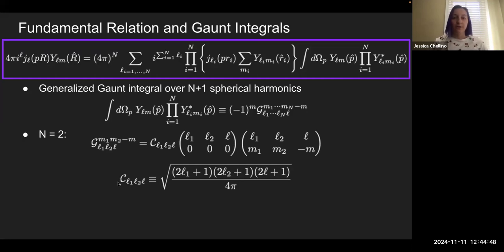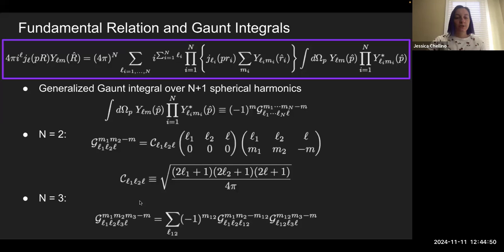If we evaluate the Gauss integral for n equals 3, it turns out that we can write it as a product of Gauss integrals for n equals 2. And this is what we find for the higher n equals 4, 5, etc. So in the expressions that I'm going to show on the following slides, they're going to have Wigner 3J symbols, which ultimately come from this Gauss integral, which is the integral of a product of spherical harmonics.